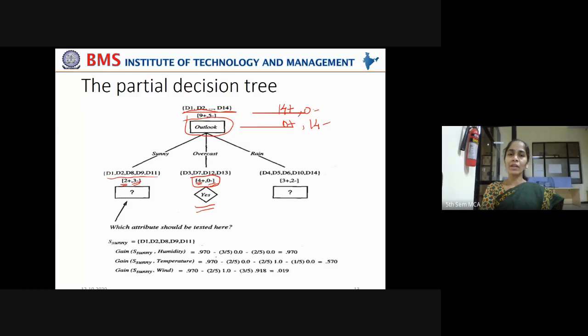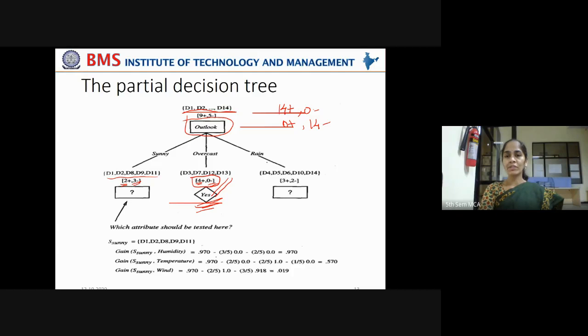When the outlook value is overcast, all the training examples are yes, meaning whenever the sky is cloudy, tennis is played irrespective of other attribute values. That is what it means to say here. Okay, there is a pure classification provided by this outlook value overcast. So you need not extend the tree on that particular branch. You can leave it there itself, giving the leaf node as yes. Leaf node means last node. Leaf node as yes. Okay, now come to the other branch.